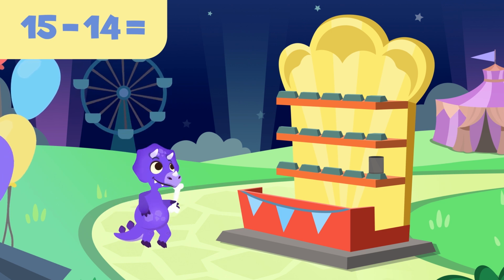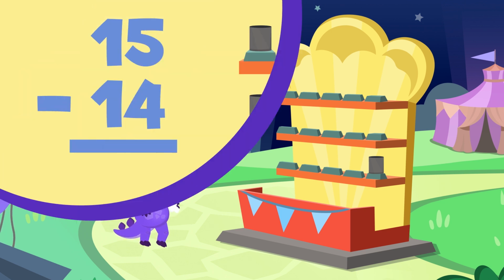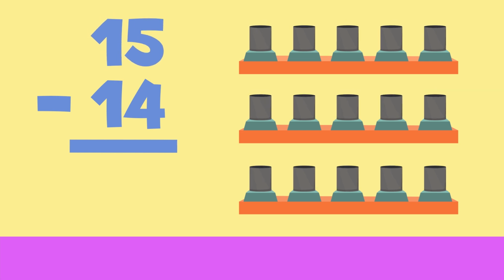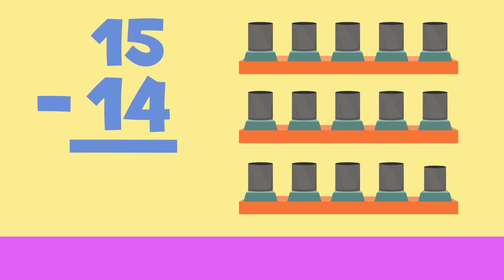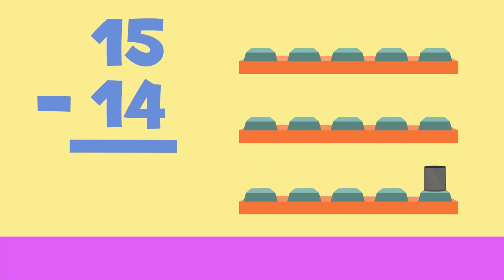Incredible! You're such an expert, Saury. If there were 15 cans before, and you hit 14 of them, now there's just 1 can left. The result of the subtraction problem, 15 minus 14, is 1.